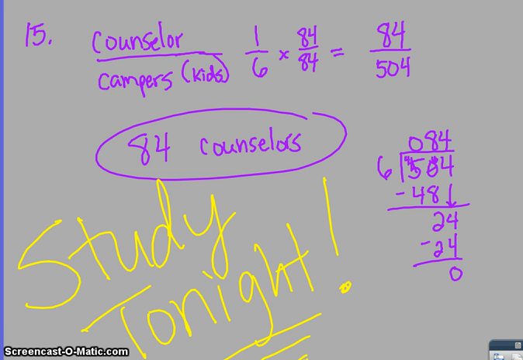Okay, so we're going to put the 504 in our new ratio on the bottom because that's where the campers or the kids go. So I don't know my 6s all the way up to 504, so I'm going to come over here and divide. 6 does not go into 5, 6 goes into 50, 8 times 6 is 48, subtract. 2, bring down the 4, 6 goes into 24 4 times. 84 times 6 will give you 504. So multiply the bottom, multiply the top. 1 times 84 is 84. So that means there will need to be 84 counselors supervising.